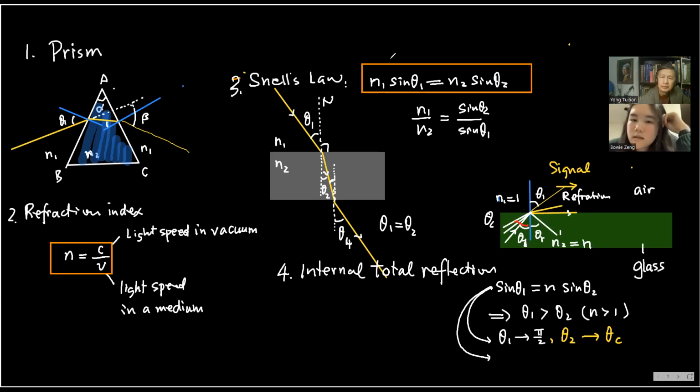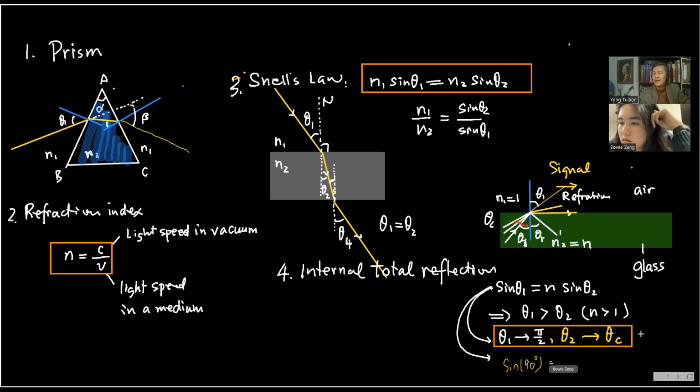That is these two conditions. What is the sine of 90 degrees in numbers? It's a special angle. One. Yes, one, that's right. That's why you can simply write 1.